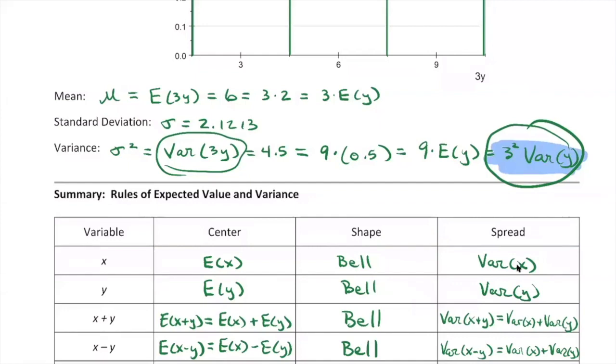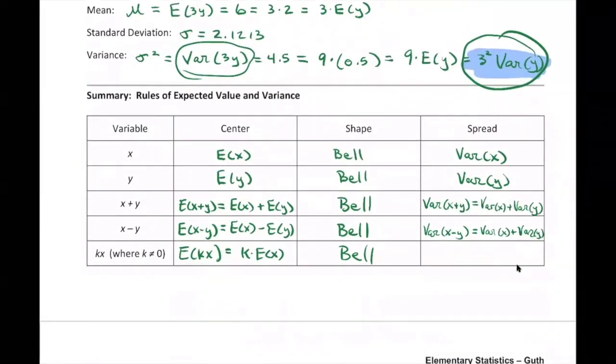Spread can be measured, this is for Nicholas, in lots of ways. One way we measured spread was the range, just the max minus the min. Another way we measured spread was standard deviation. Right now, we're measuring spread with variance. You have to remember that the standard deviation is the square root of the variance. So in the end, we're going to use standard deviation, but we'll start with variance always and take the square root to get the standard deviation.